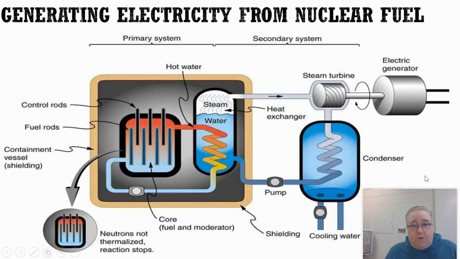So here is the inside of a nuclear power plant. And before we get into this, I want you to look at the top here, where it says the primary system and the secondary system. The secondary system, we see things that are familiar to us, right? We see the turbine, right? We see the generator.